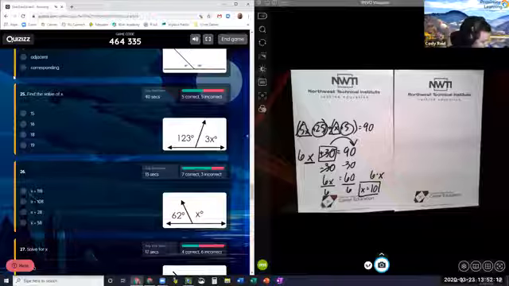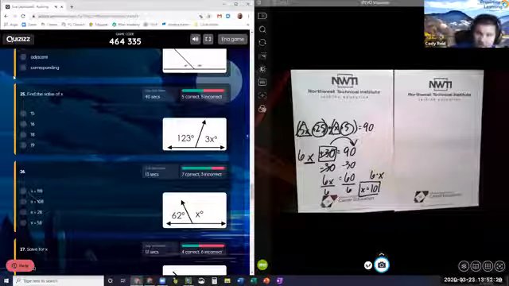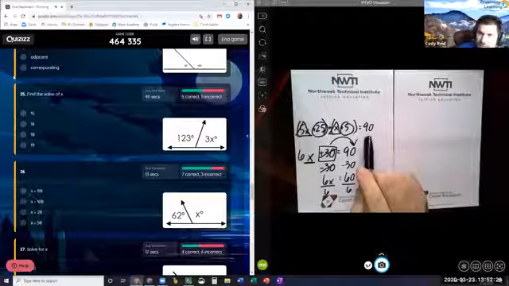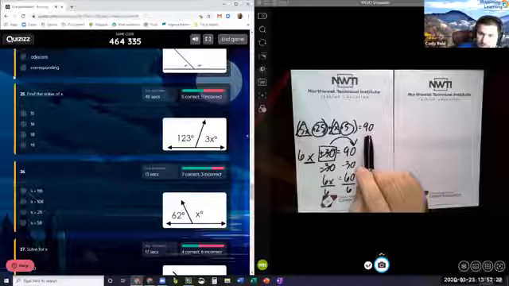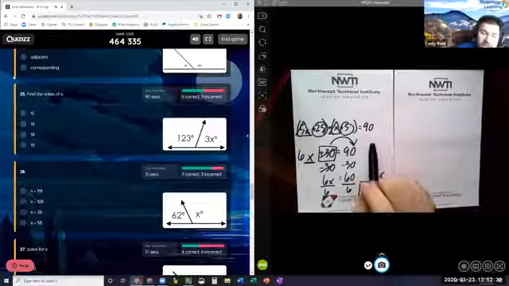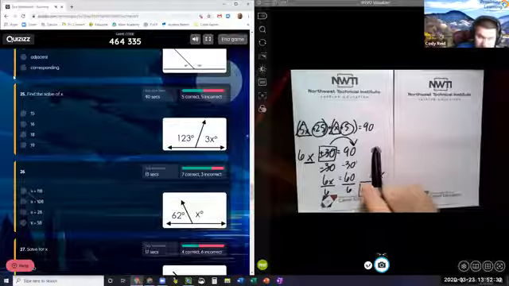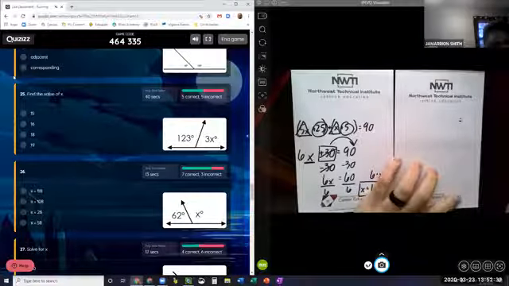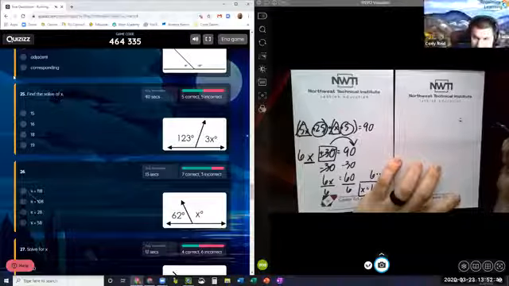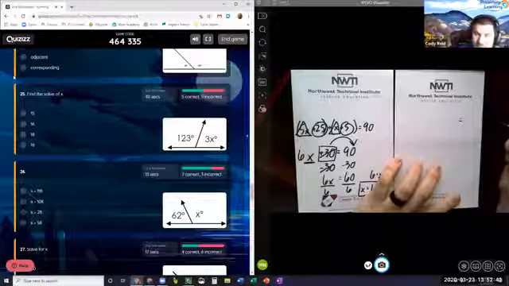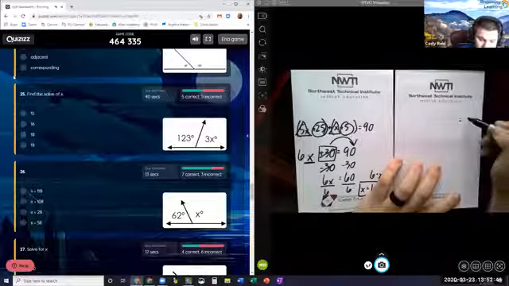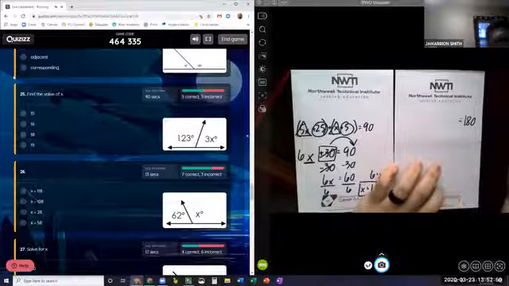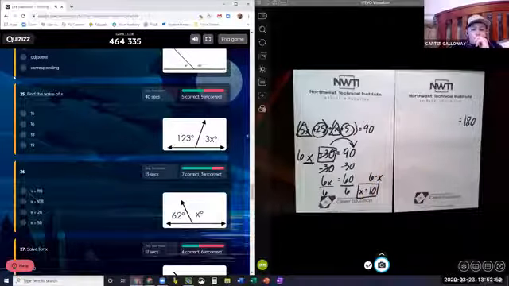Okay, well, let me do this. When we are solving for x for complementary angles, we set it equal to what? 90. So if we're solving for x for supplementary angles, we're going to set it equal to what? 90. Not 90. Supplementary. 180. Yeah, 180. Okay.